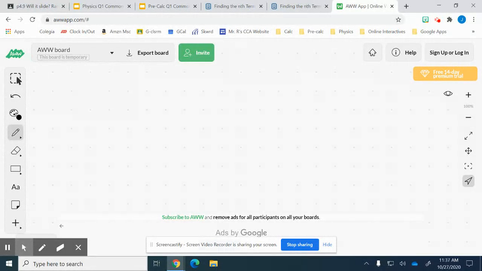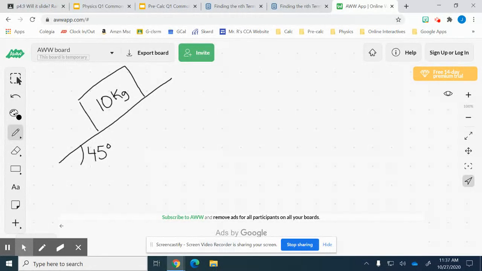It's a 10 kilogram block. So we'll start just by drawing it, right? We got a block, and it's 10 kilograms. So the first step is just to draw it out so you know what's going on. It's at an angle of 45 degrees. And what we want to know is if this will slide, and if it will slide, what will the acceleration be when it starts sliding, right?